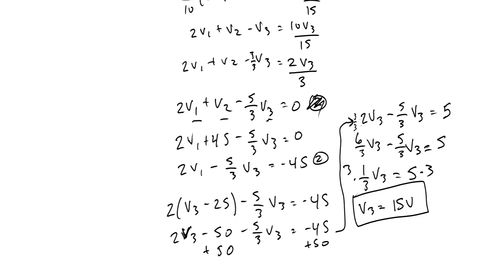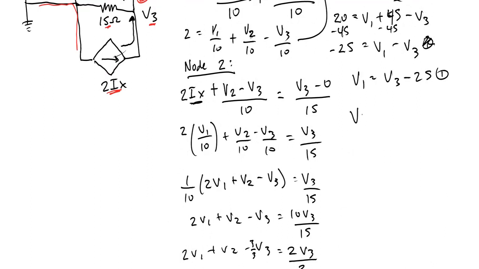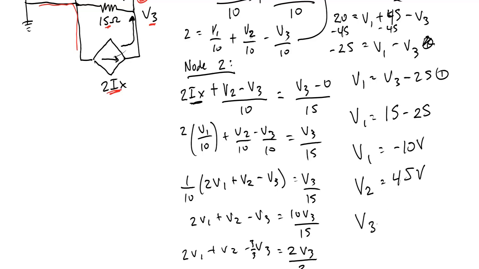So now that we have V3, we can go back up here and solve for V1. V1 is equal to, plugging in for V3, 15 minus 25. So V1 becomes minus 10 volts. Right? And then just recapping, so we get all of our answers. V2 we know is 45 volts from the circuit, and then V3 we solved below, 15 volts.